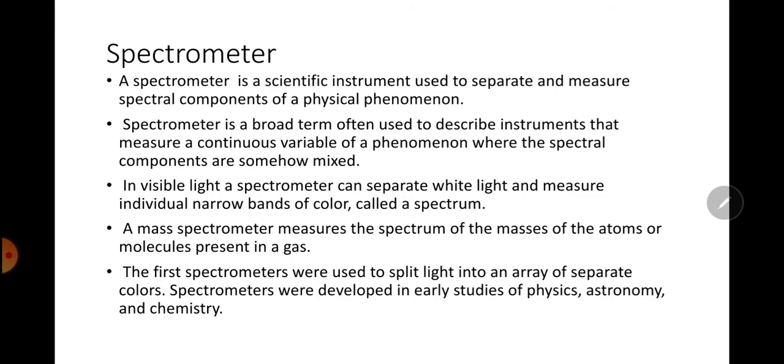A spectrometer is a scientific instrument used to separate and measure spectral components of a physical phenomenon. A grating spectrometer is used to calculate the wavelength. Spectrometer is a broad term used to describe instruments that measure continuous variables of a phenomenon where the spectral components are somewhat mixed. In visible light, a spectrometer can separate white light and measure individual narrow bands of colors called a spectrum. Mass spectrometers measure the spectrum of the mass of the atoms or molecules present in a gas. The first spectrometers were used to split light into an array of separate colors. Spectrometers were developed in early studies of physics, astronomy, and chemistry.